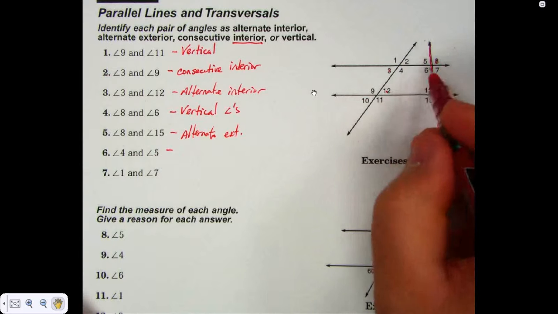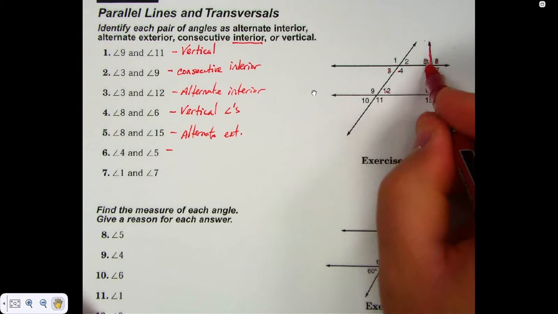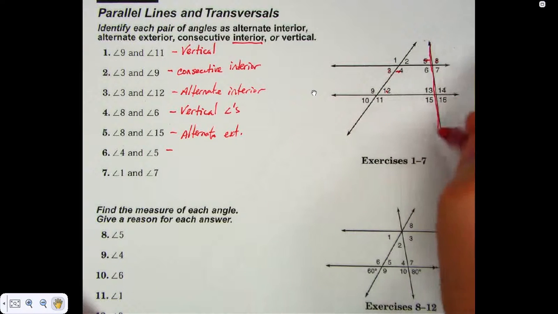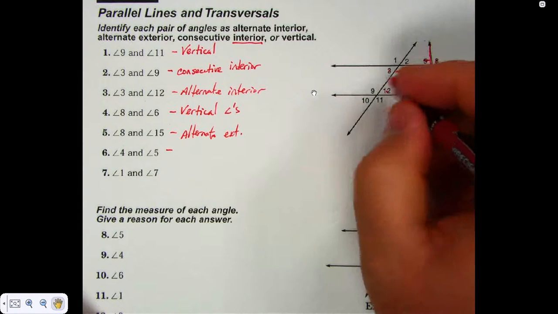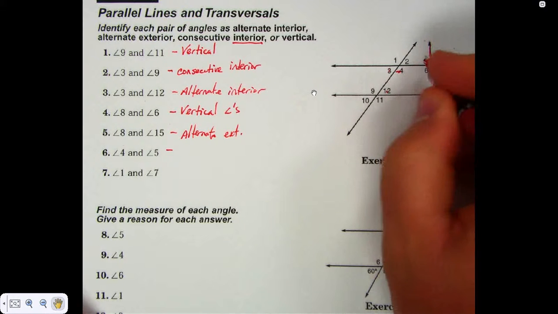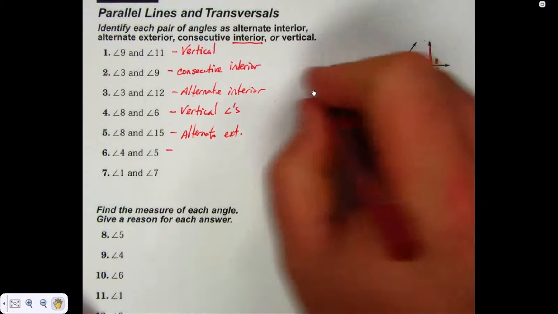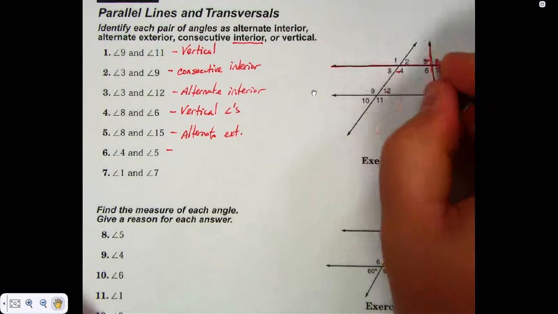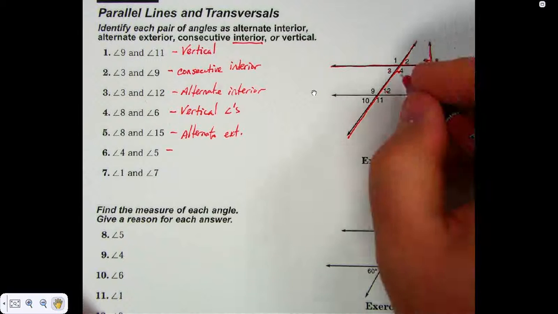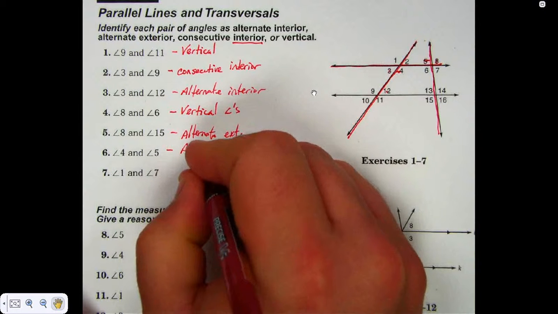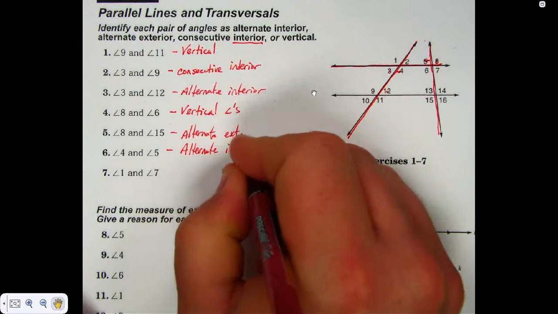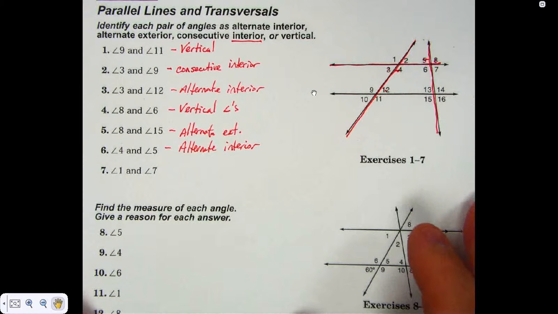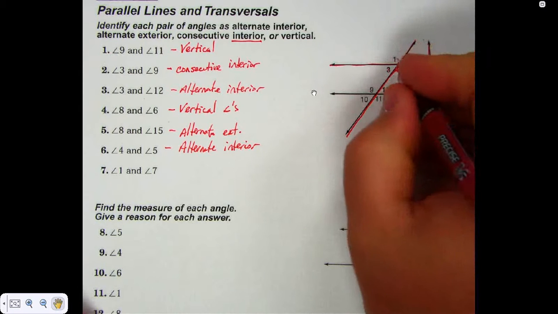Angle 4 and angle 5. Alternate. Yes, these two lines are not parallel. You are right about that. But that doesn't mean that these aren't alternate interior angles. They're still alternate interior angles if this is your transversal, right? So if that's your transversal and these are your two lines that it cuts, 4 and 5 are alternate interior. They're just not congruent now because the two lines aren't parallel, are they? Angle 1 and angle 7. Alternate exterior.